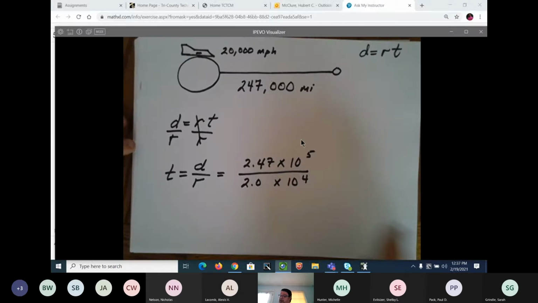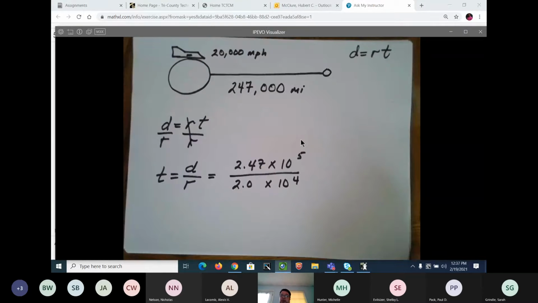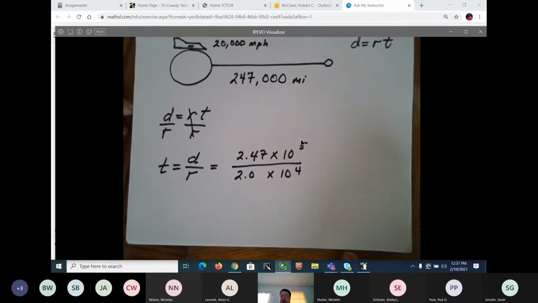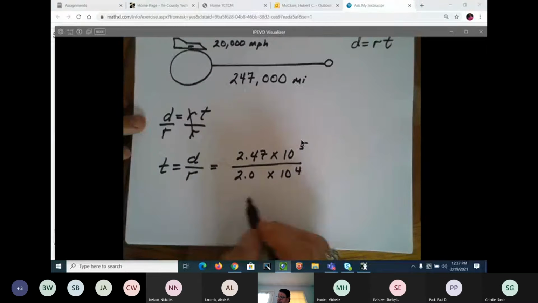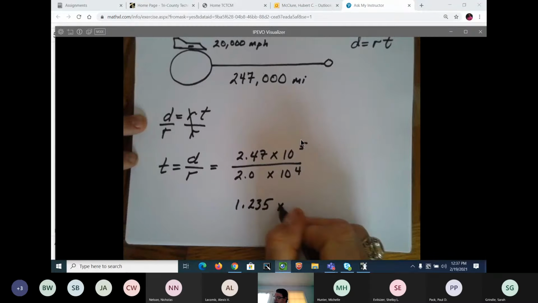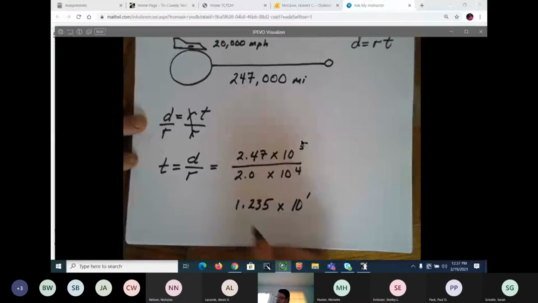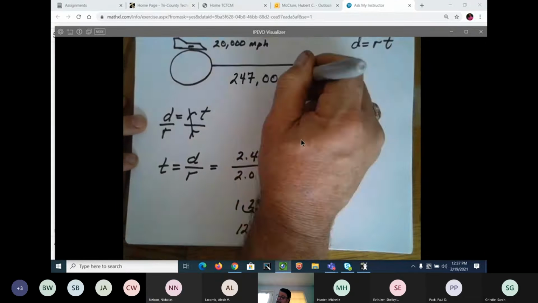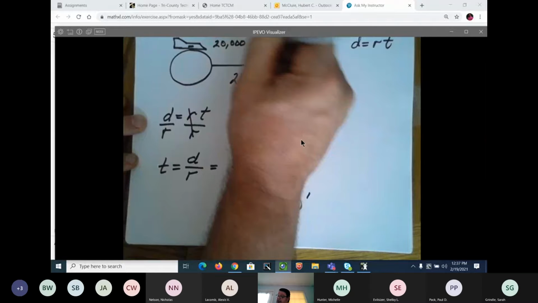I went ahead and changed both of these into scientific notation. And you can do this in your head. You don't need a calculator. 2 will go into 2 one time. 2 will go into 4 2 times. 2 will go into 7 3 times. And that'll leave a 1, and that would be a 5. Times 10 to the 1st. And you would move that over. So it's going to take 12.35 hours. Because miles cancels with miles, and you're left with hours.